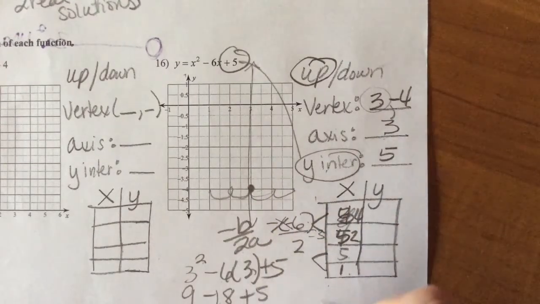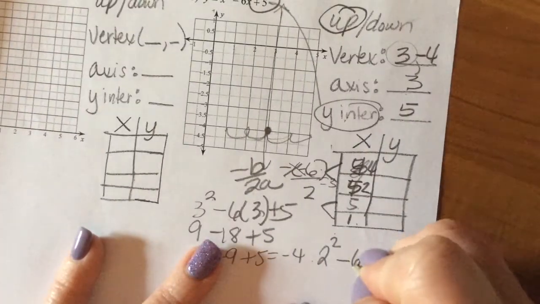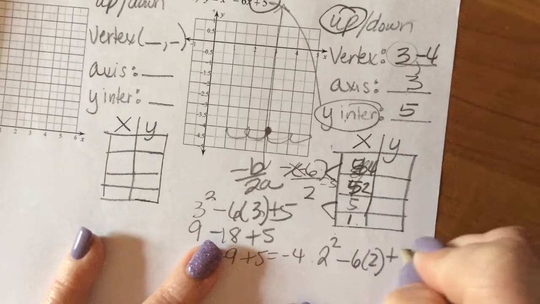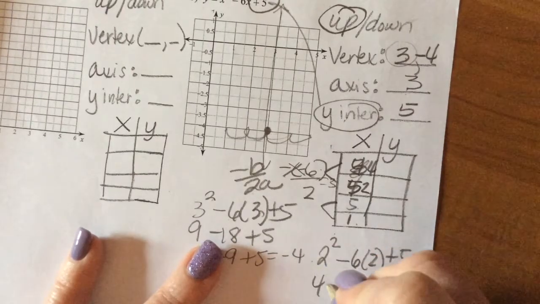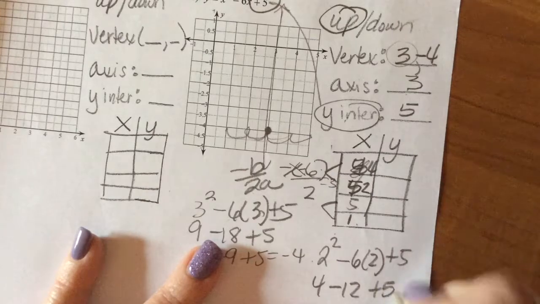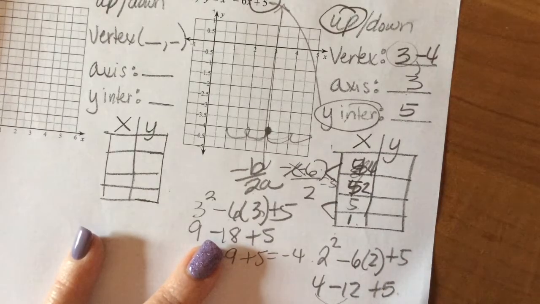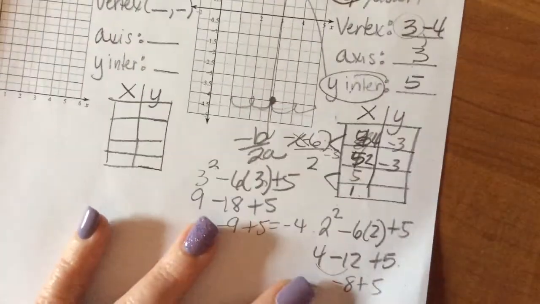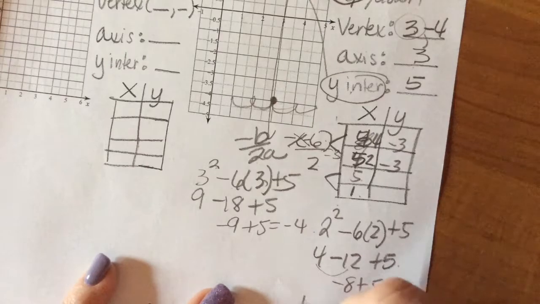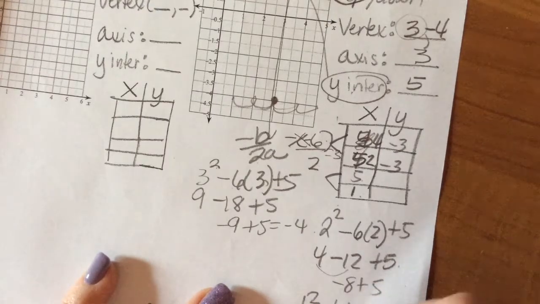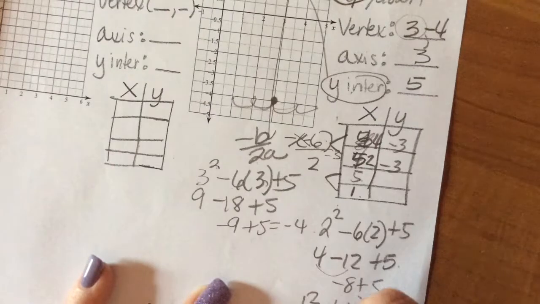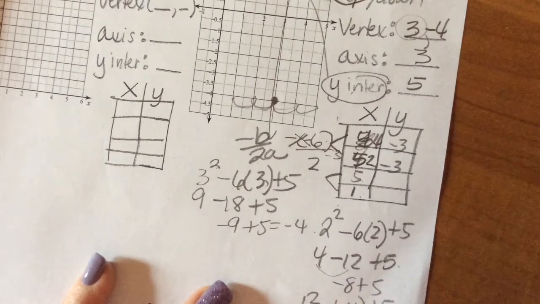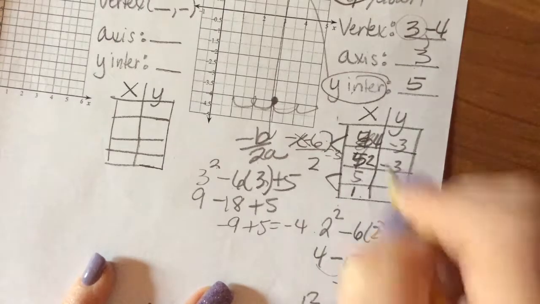So I'm going to plug in 2. So 2 squared minus 6 times 2 plus 5. 4 minus 12 plus 5. This is a negative 8 plus 5, so this is a negative 3. This is a negative 3. Here I'm going to plug in 1. So 1 squared minus 6 times 1 plus 5. So 1 minus 6 plus 5. This is a negative 5 plus 5, so that's a 0. So these two are 0.